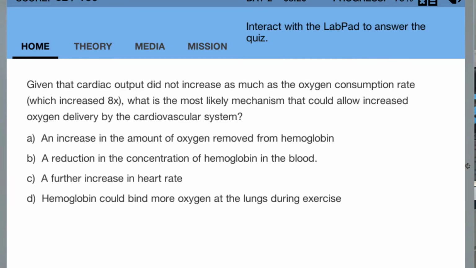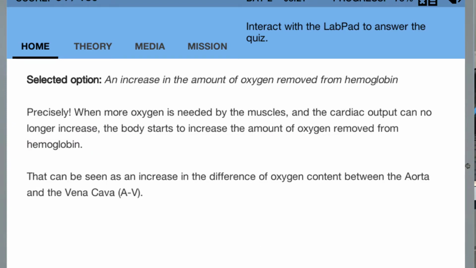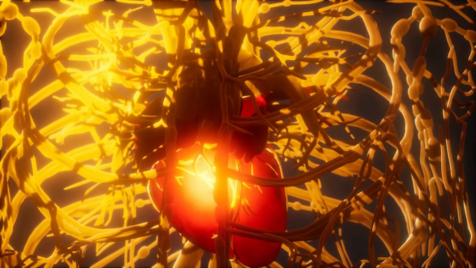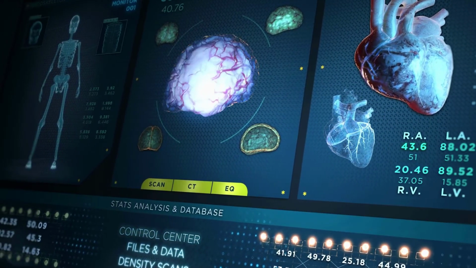Given that cardiac output did not increase as much as the oxygen consumption rate, what is the most likely mechanism that could allow increased oxygen delivery by the cardiovascular system? Precisely, when more oxygen is needed by the muscles, and the cardiac output can no longer increase, the body starts to increase the amount of oxygen removed from hemoglobin. That can be seen as an increase in the difference of oxygen content between the aorta and the vena cava. Seems like you have mastered the cardiac variables.